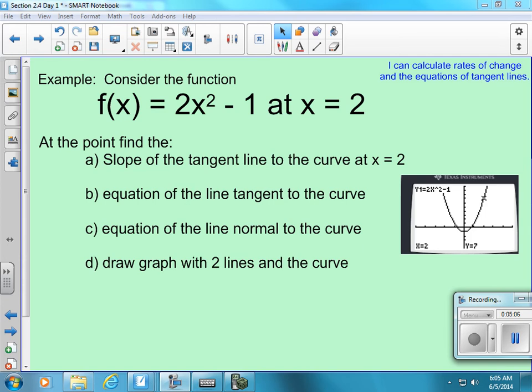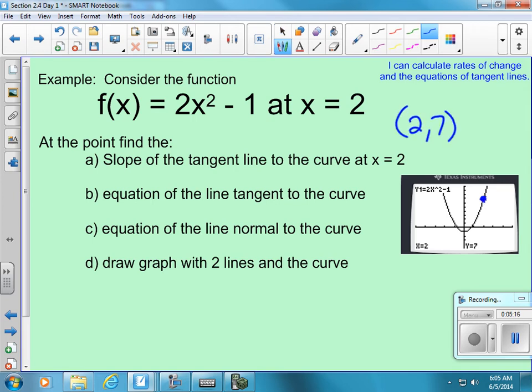And we're considering it at point x equals 2, which is right here. I have it marked on the screen. The point is (2, 7). And you can actually plug 2 into this f of x equation and get the fact that the y value is 7. So we have a point.